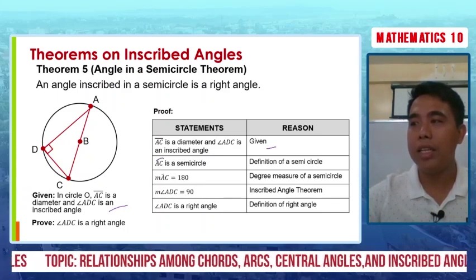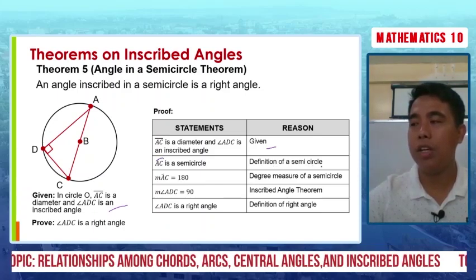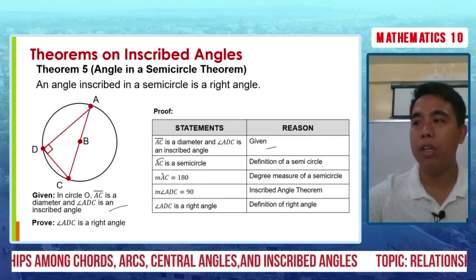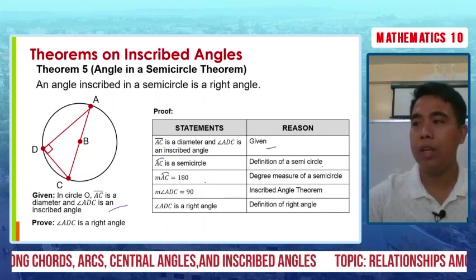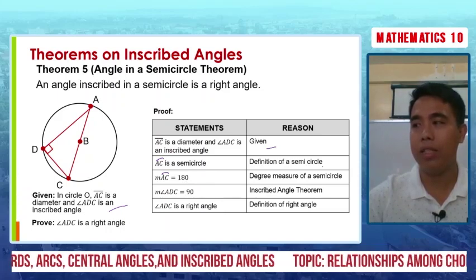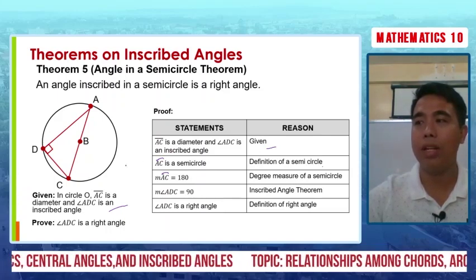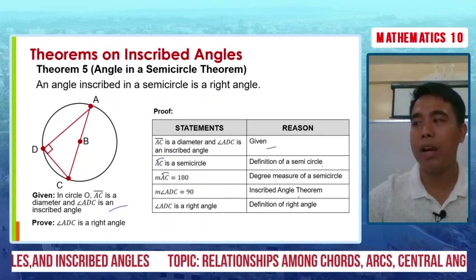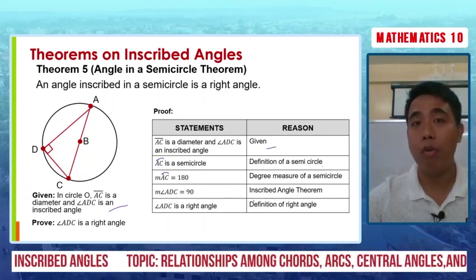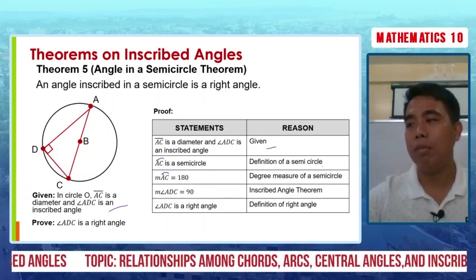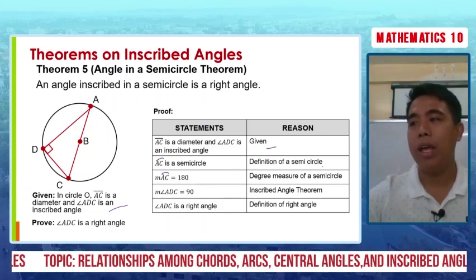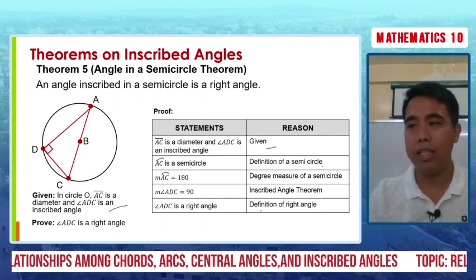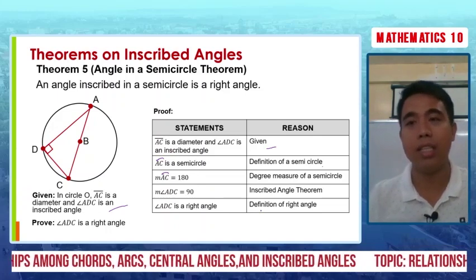Arc AC is a semicircle. So the definition of a semicircle, arc AC is a semicircle. Therefore, the measure of arc AC is equal to 180 degrees. Degree measure of a semicircle is 180. So the measure of angle ADC is equal to 90 by inscribed angle theorem, yung Theorem 4 natin. So 180 divided by 2, 90 degrees. And angle ADC is a right angle by definition of right angle. Since yung measure niya 90 degrees, therefore it is a right angle.